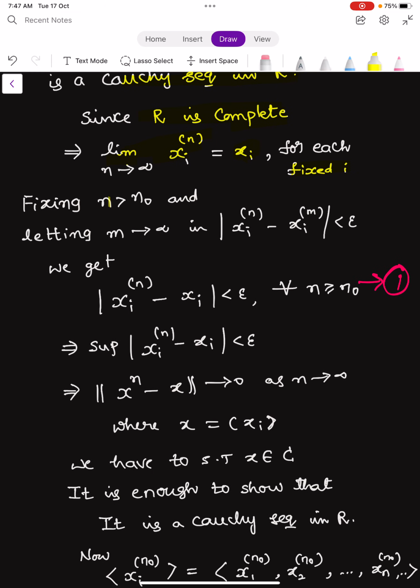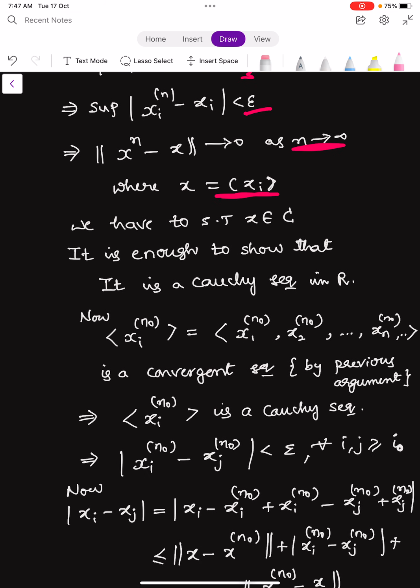Now, fixing n greater than n naught and letting m tend to infinity in the above inequality, |xi power n minus xi power m| less than epsilon by 3, we get |xi power n minus xi| is always less than or equal to epsilon by 3. This shows us the supremum of |xi power n minus xi| is less than epsilon. This shows us norm x power n minus x tends to 0 as n tends to infinity, where this x is equal to the sequence xi. Now it remains to prove that x belongs to capital C, that the limit of the sequence also belongs to capital C.